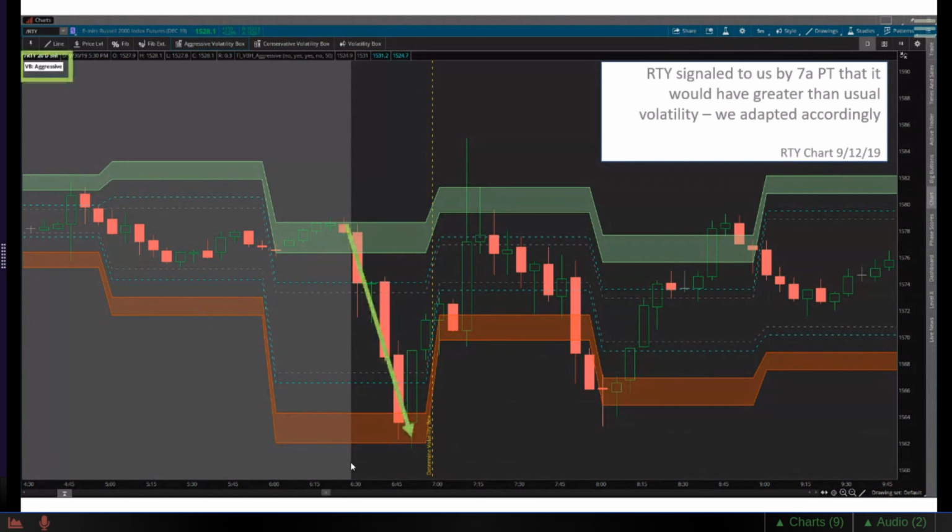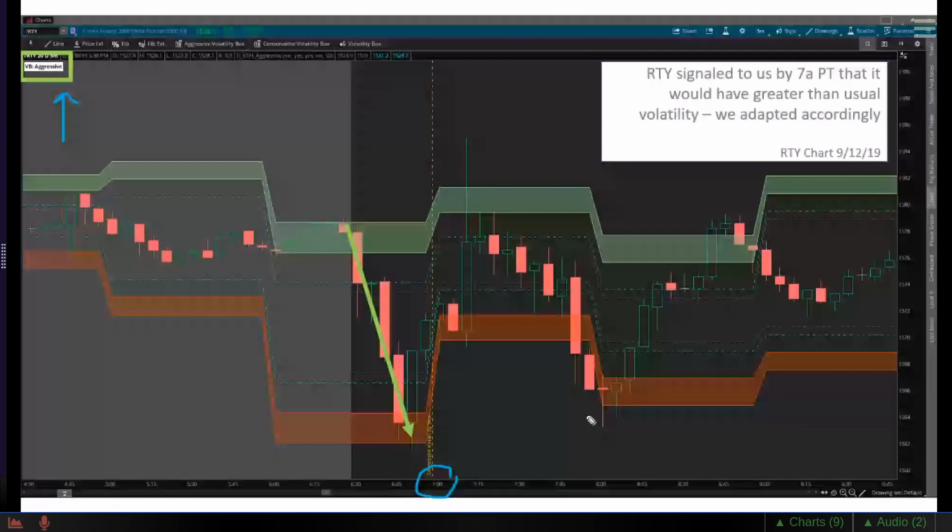I see that the Russell has broken past the aggressive volatility box clouds. And you see that we're on the aggressive clouds using this label in the top left-hand corner. We see that we've broken past these clouds. To me, that already signals, and this is by 7 a.m. Pacific, so 30 minutes after the market opens, that we should expect greater than usual volatility for the rest of the day. Right. So now what do we do?